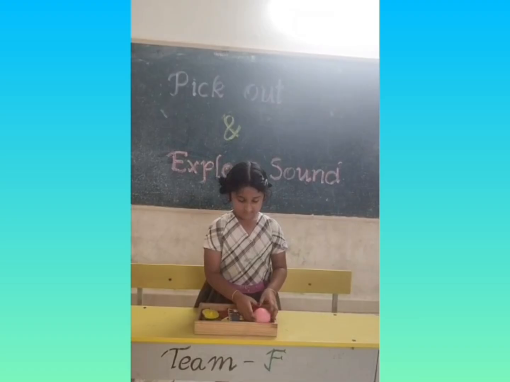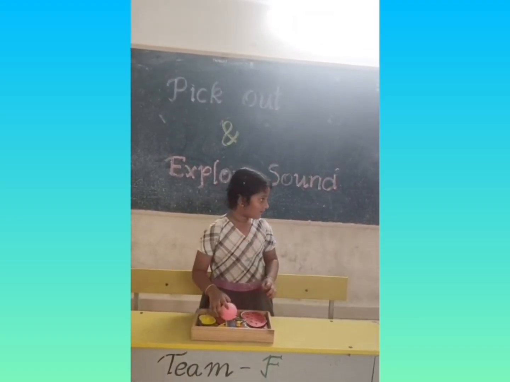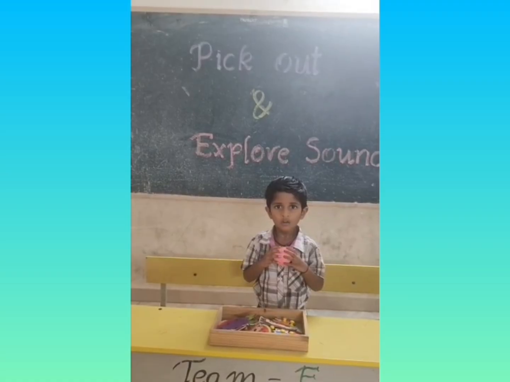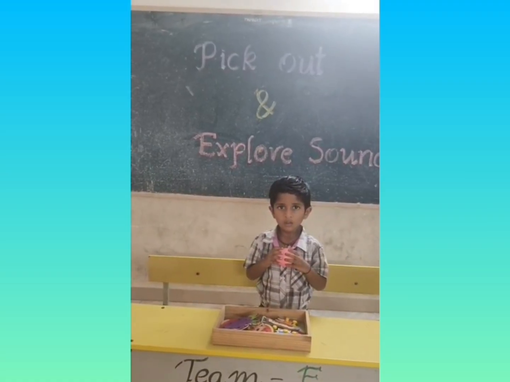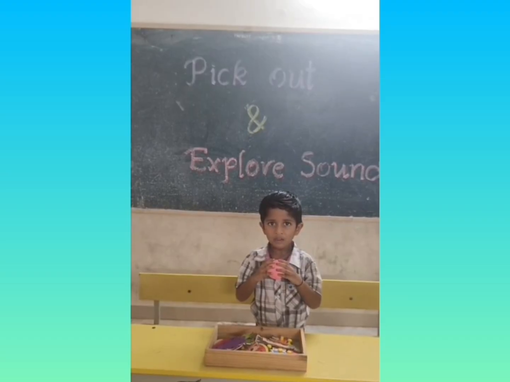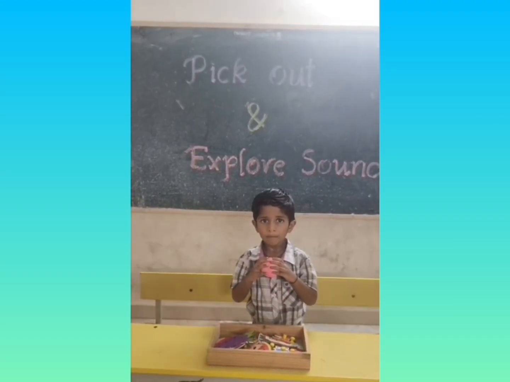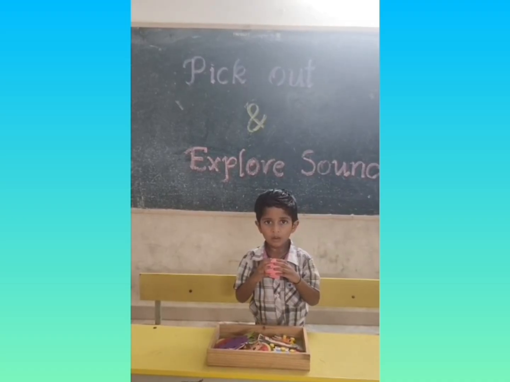Pick one thing. What is that? Give me that sound. Good. What is in your hand? Ball. So you know the spelling of ball? So what is the first letter? B. Sound of B? D. Not D. B. B. Go.